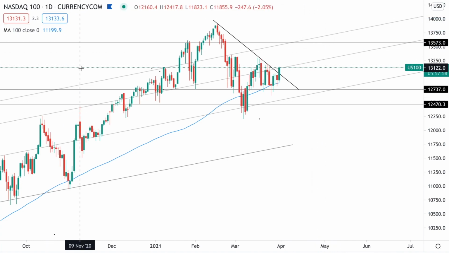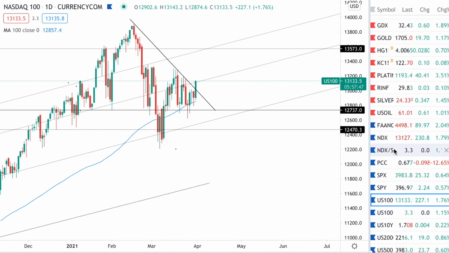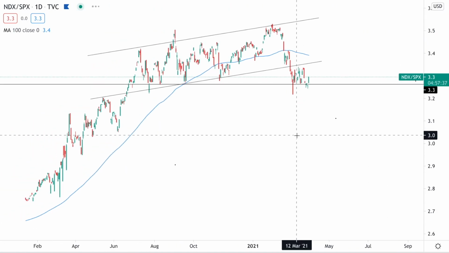So now we've taken a look at the Nasdaq 100. I want to move on to the tech sector divided by the S&P 500 and quickly take a look at that. That's what this chart is right here.